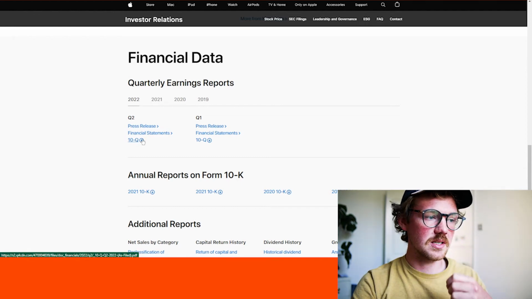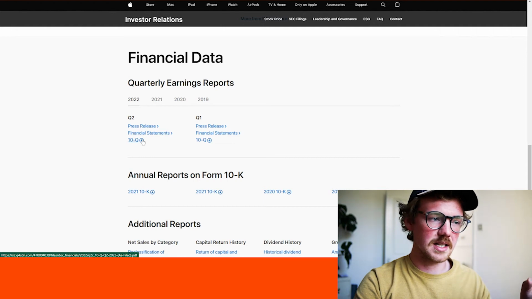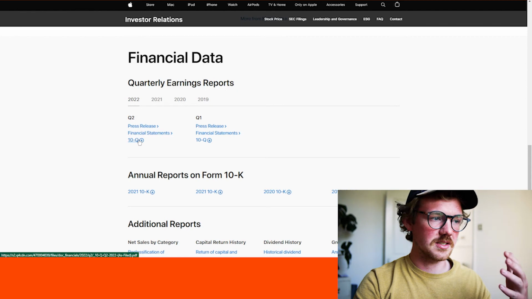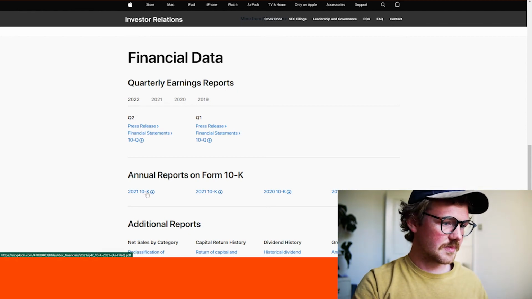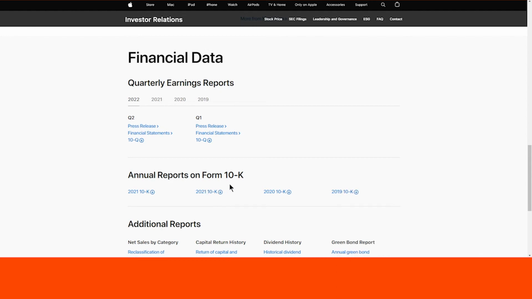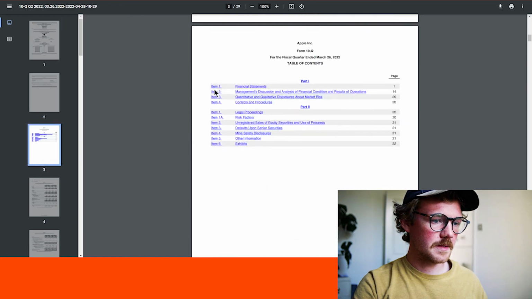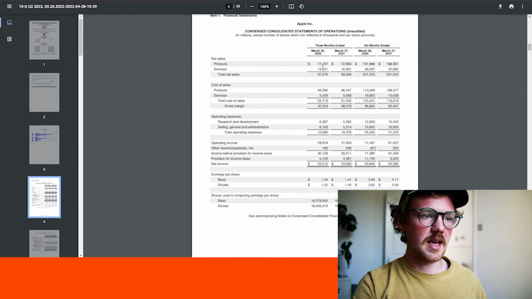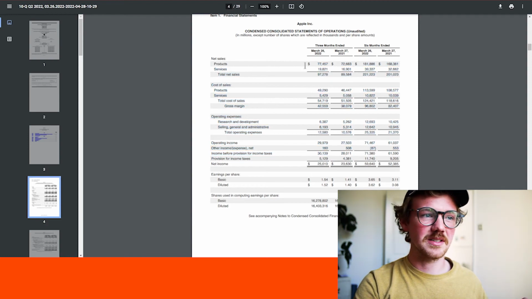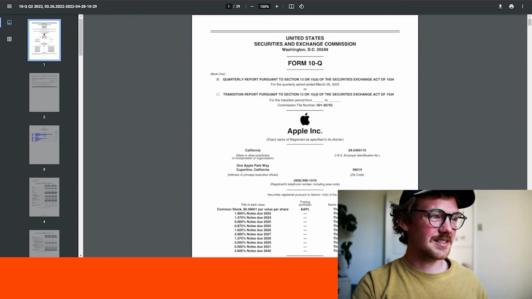So 10Q is just a format for SEC, the filings with the regulator in America. So 10Q is just some sort of abbreviation, and same for 10K. That's just a different type of financial regulation filing. You can click on these, the 10Qs. There you have it. You've got all their financial information here that they filed in their most recent quarter. So yeah, that's a really good button.